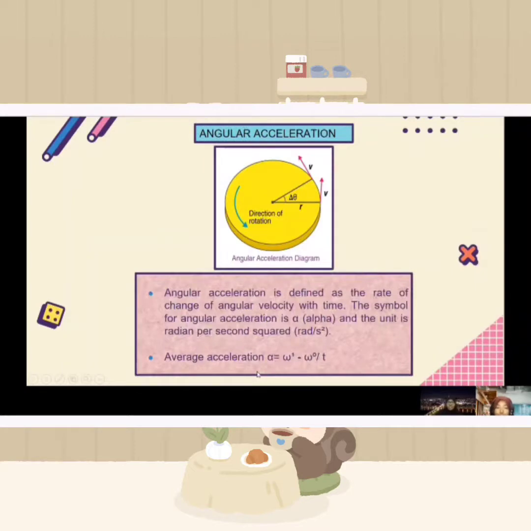Angular acceleration is defined as the rate of change of angular velocity with time. The symbol for angular acceleration is alpha, and the unit is radian per second squared. Angular acceleration, alpha equals omega 1 minus omega 0 per time. Done. Next slide.